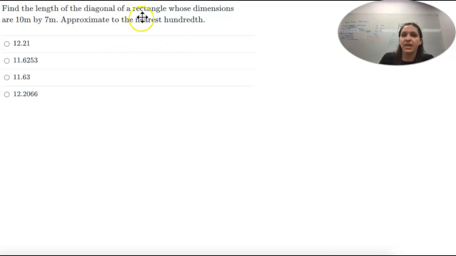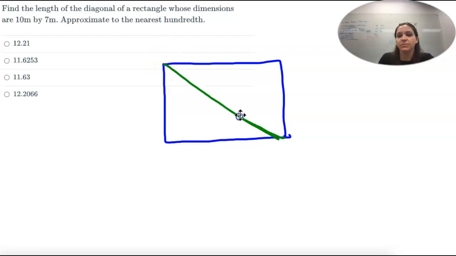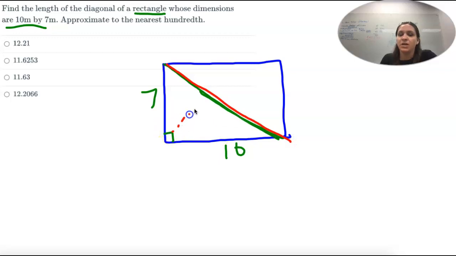Okay, find the length of the diagonal of a rectangle whose dimensions are 10 by 7. When you have a rectangle, the diagonal is the line that runs corner to corner. What it does is it makes a right triangle, because that's a right angle if it's a rectangle. So if this is 10 and this is 7, those are the sides of the rectangle, we want to find the length of this, which happens to be the hypotenuse of a right triangle.